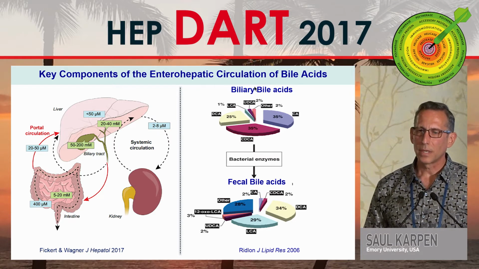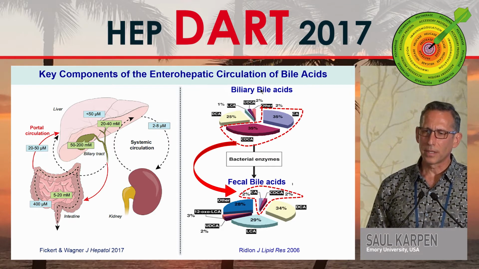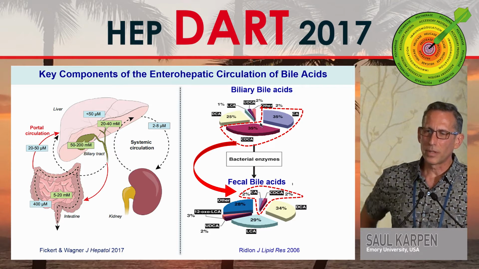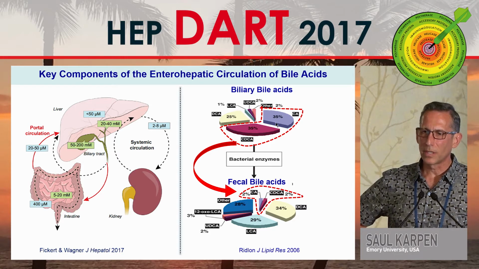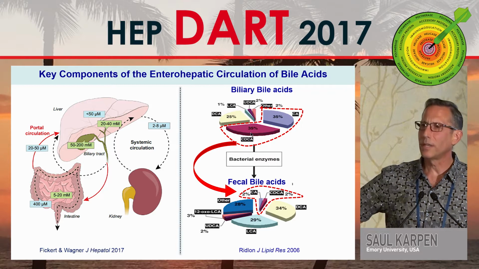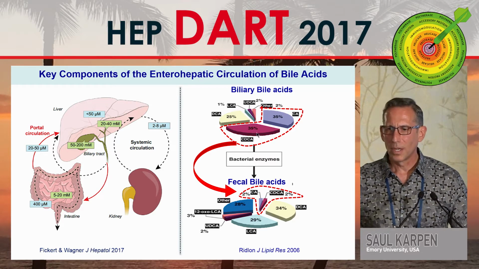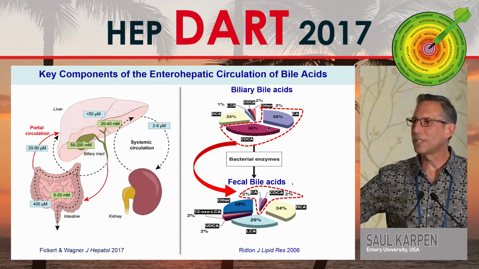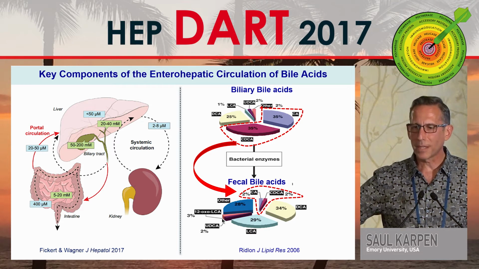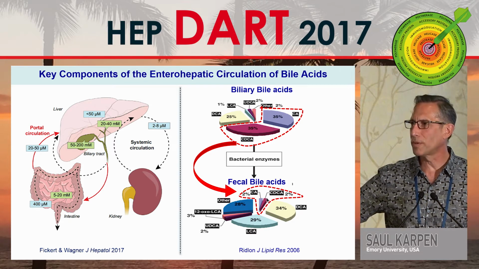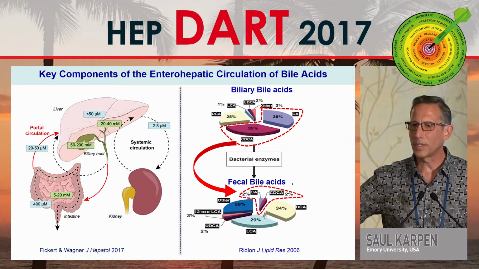So what happens to some of these, and I'll show it on the right in the pie charts, ignore the different abbreviations. I highlighted cholic acid and chenodeoxycholic acid on the first slide, and in bile it's roughly 70% together, but by the time you get to the feces it's only 4%, and it's a different composition.